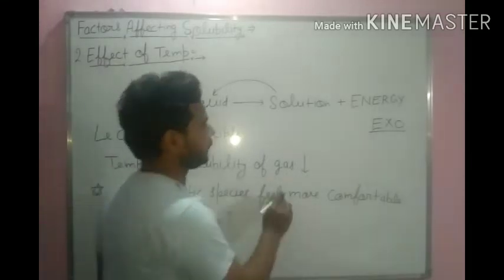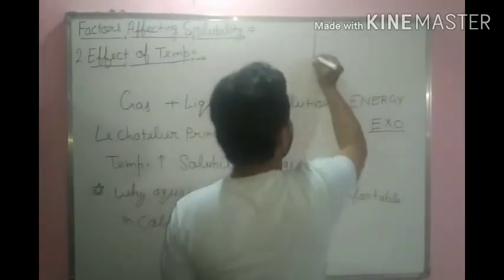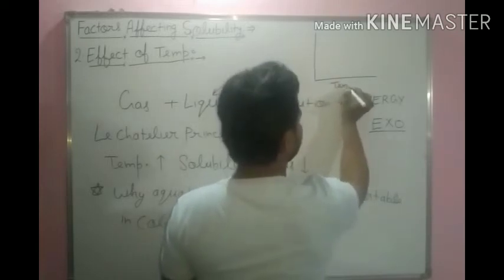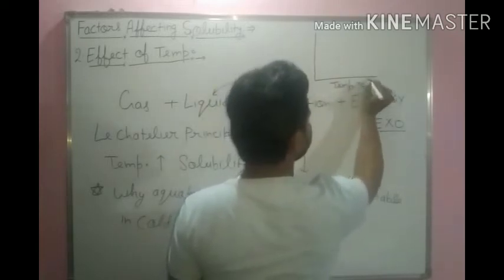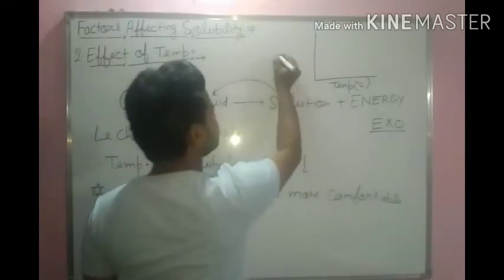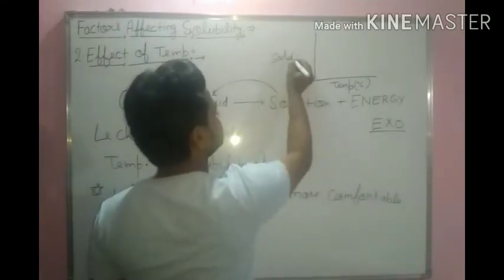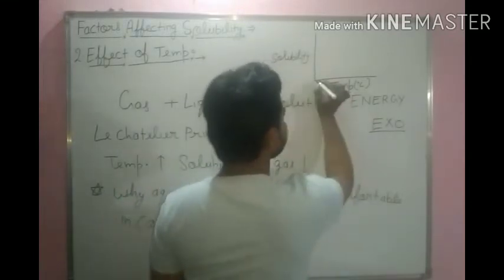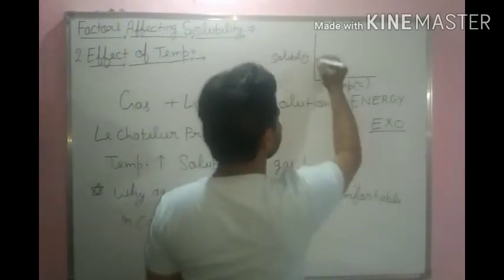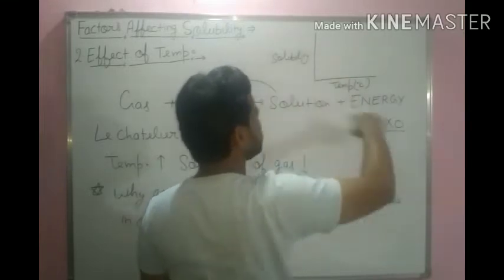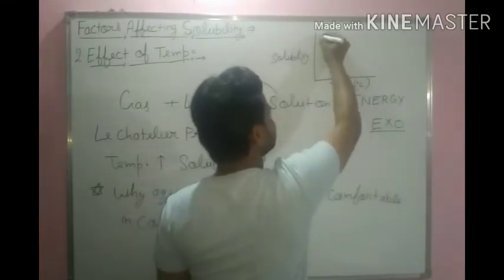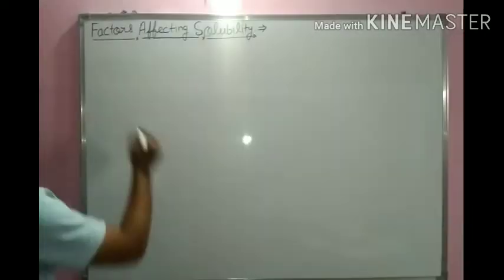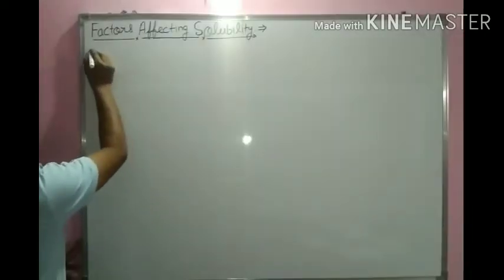Okay? And now, when we plot a graph between temperature in degree centigrade and solubility, as the temperature increases, the solubility of gas also decreases. So we get a downward curve here. Okay? Third point is effect of pressure.